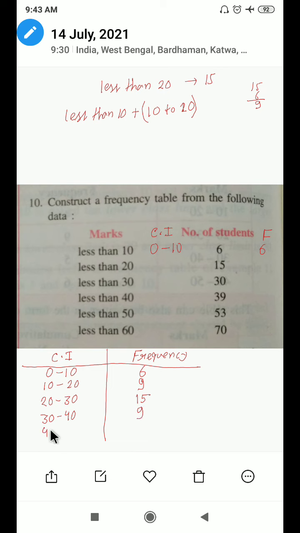Now 40 to 50. Subtract this 39 from 53. If you subtract 39 from 53, you will get 14. Now 50 to 60. Subtract this 53 from this 70. If you subtract 53 from 70, you will get 17. So this is our frequency. So in this way you can solve the rest of the problems. Thank you everyone.